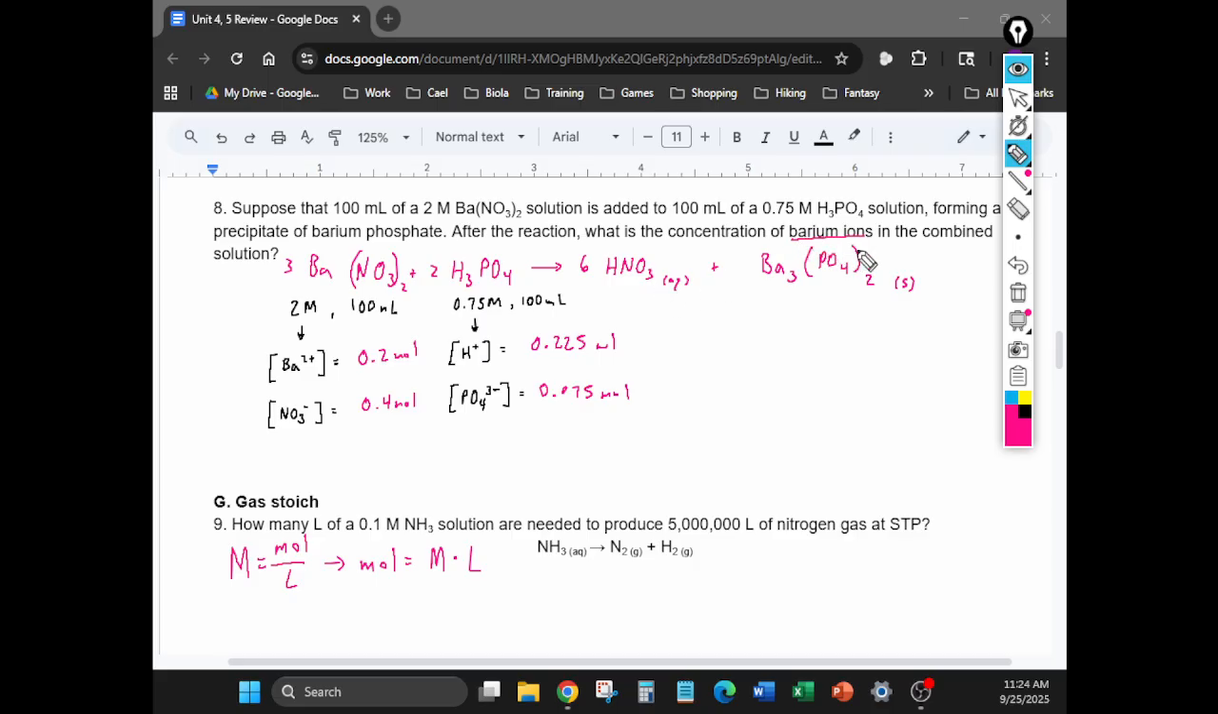The question is asking for barium ions in the combined solution. So what we care about is basically this reaction right here between the barium and between the phosphate. That is what we are looking at. Okay, so these two things are reacting together. 0.2 moles and 0.075 moles. Okay, we're going to be looking at how this reacts together.